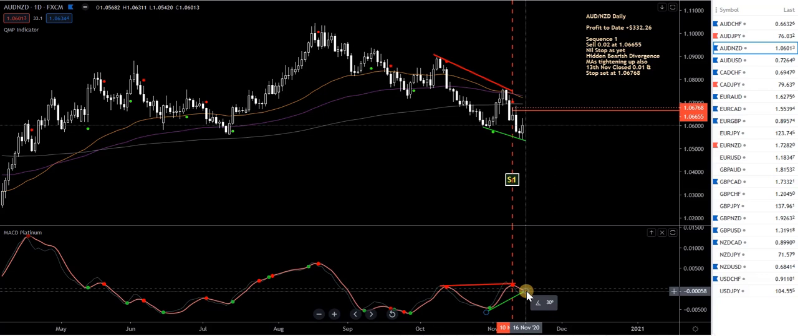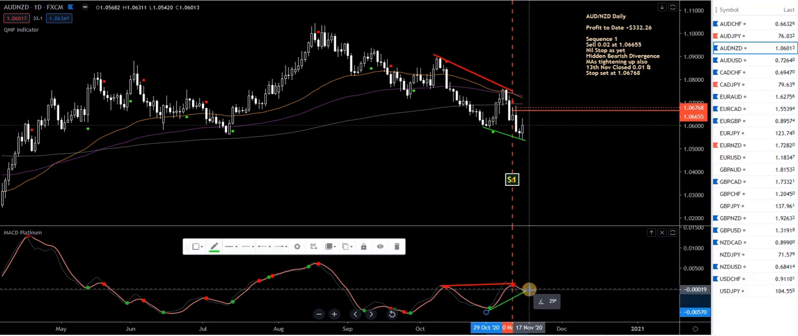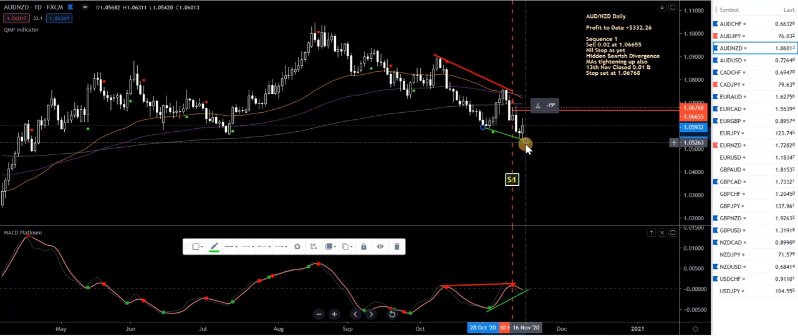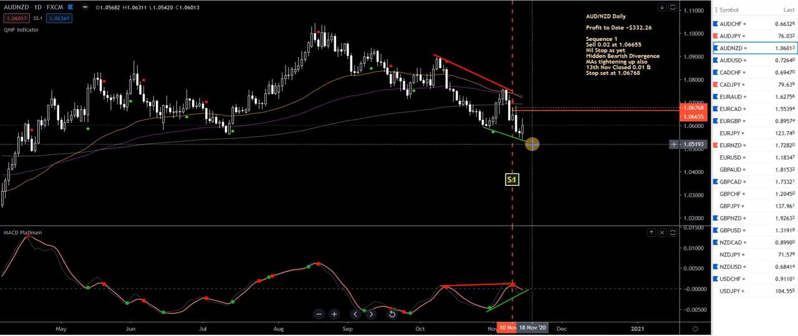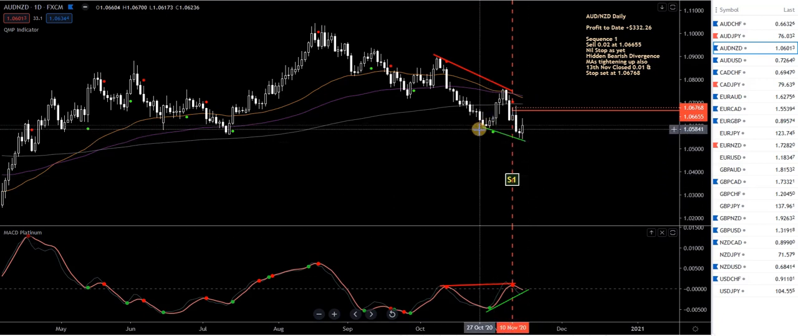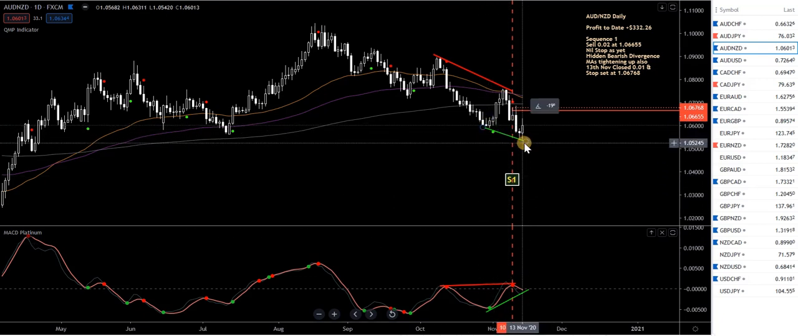Now I start drawing these green lines in because I just adjust these every day. I'm looking for regular bullish divergence at the moment. It hasn't been confirmed, but I just adjust these lines every day, and once they're no longer valid, I just delete them. It's just preparation, that's all that is.